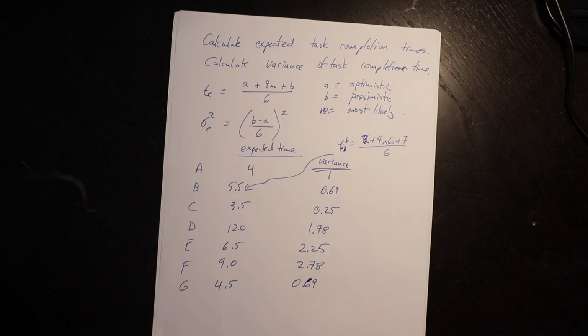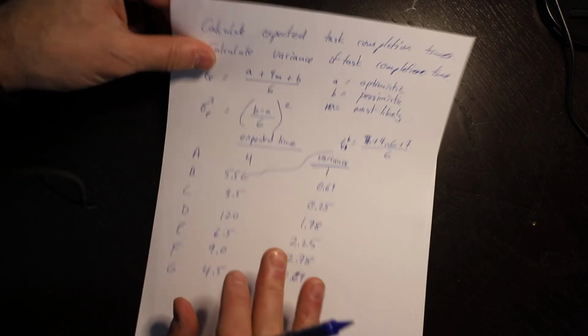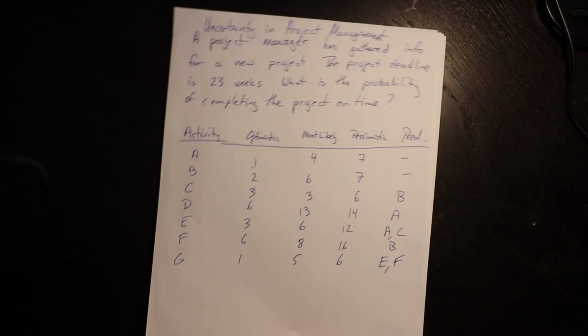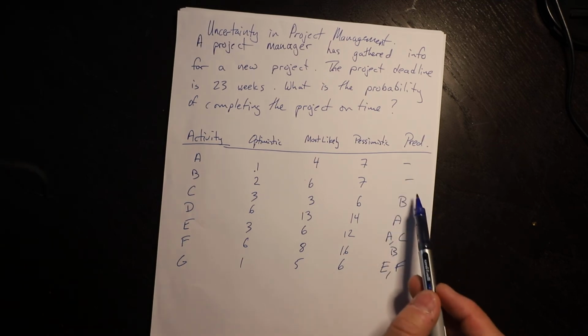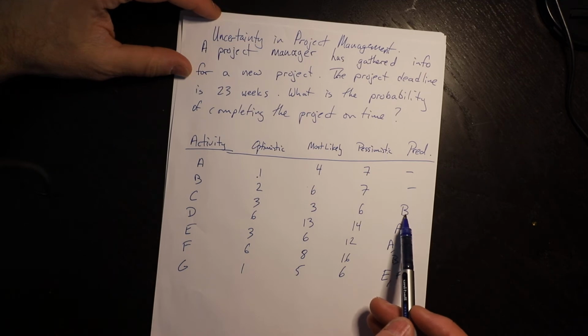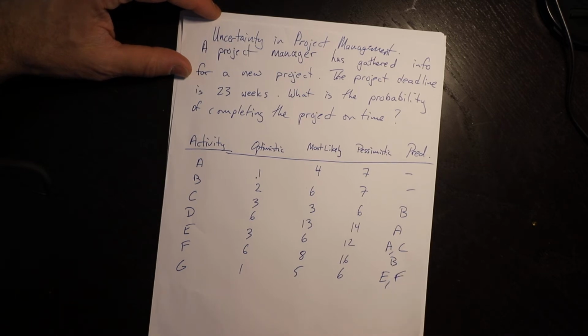The next step is to draw the project network. And that is, again, a relatively straightforward process. We will go back here to the original information, and we have predecessors. We know that A and B have no predecessors. C follows B, D follows A, E follows both A and C, F follows B, G follows both E and F. So we can go now and draw our project network.